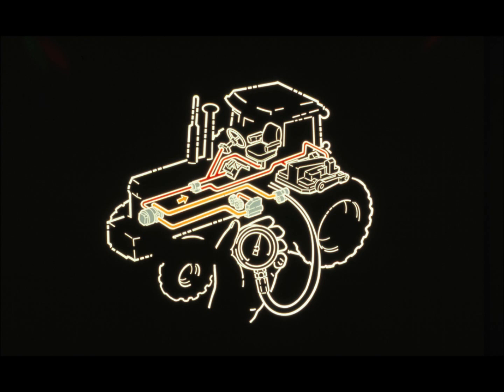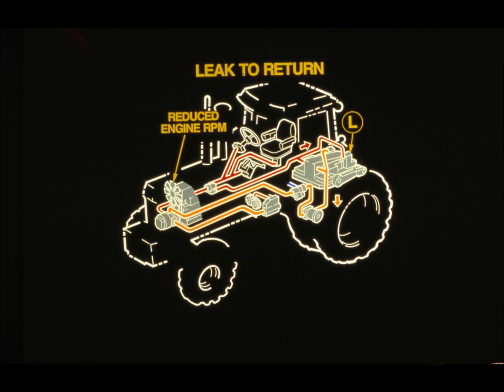Let's see how this test works. This diagram shows the system operating normally. The main hydraulic pump pressurizes oil in the lines going to priority and non-priority functions. If none of the functions are activated, there is no oil flow in the high-pressure circuit. All charge pressure oil flows to lube. But what if one of the high-pressure components is leaking oil to return?